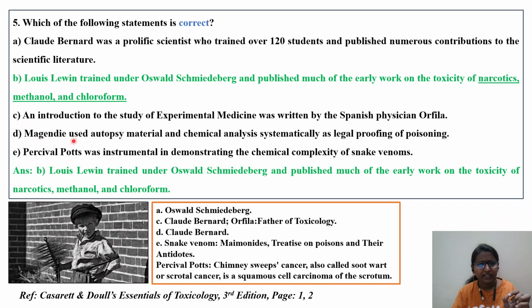Coming to D, Magendie used autopsy material and chemical analysis systematically as legal proof of poisoning. No, this is not the person. His student, Claude Bernard, is the person. Percival Pott was instrumental in demonstrating the chemical complexity of snake venoms. No, for snake venoms you have this particular thing, Minerals, Toxins and Poisons and their antidotes, in that it is given. And particularly Percival Pott, no, the chimney sweep, that is scrotal cancer, that is the important thing. The coal in the chimney sweeps had various components which were responsible for causing scrotal cancer.